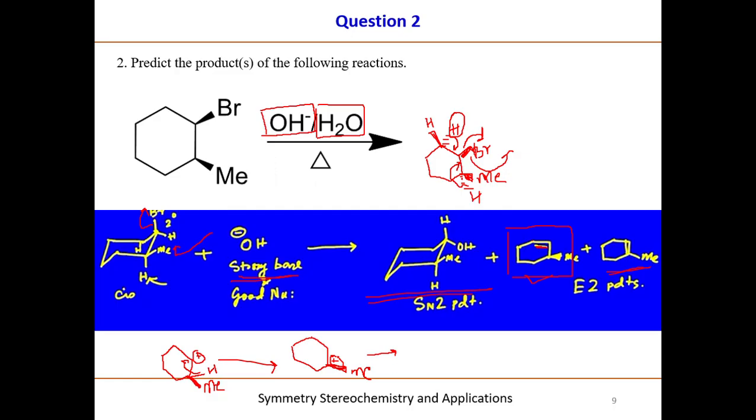So what will happen here now? The nucleophile will attack from the back side because only below the plane is available. The back side of the plane is available for the attack. Methyl and OH. So this is the product with the SN1 pathway.